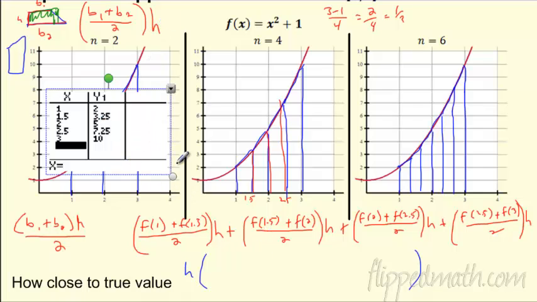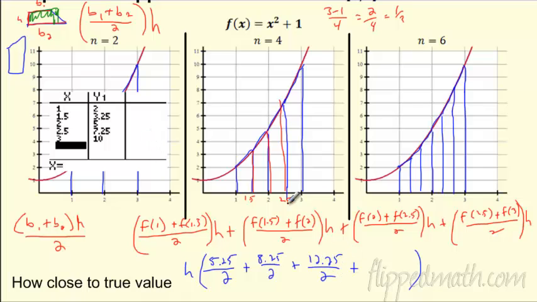The f of 1 plus the f of 1.5 is going to be what? If we just combine it, can we combine them? Is that okay? 5.25 divided by 2 plus, what are we going to do? The next one, 1.5 to 2, is going to be 8.25 divided by 2. So I'm just adding them. 3.25 plus 5, 8.25 divided by 2. Blah, blah, blah. Put the next one in, the f of 2. So we'll add these together, 12.25. Divide that by 2. And then the last one is what? 7.25 and 10, 17.25 all over 2.